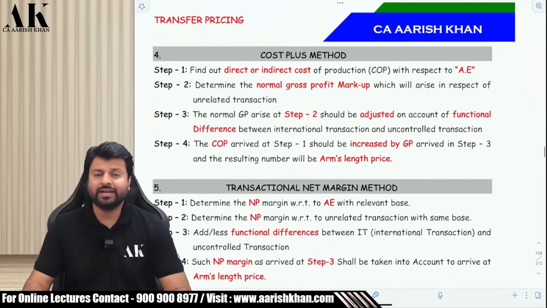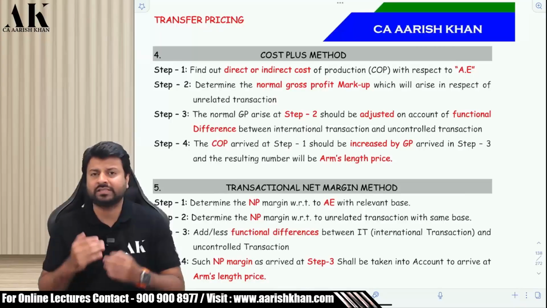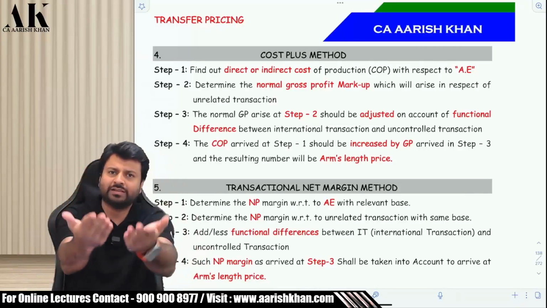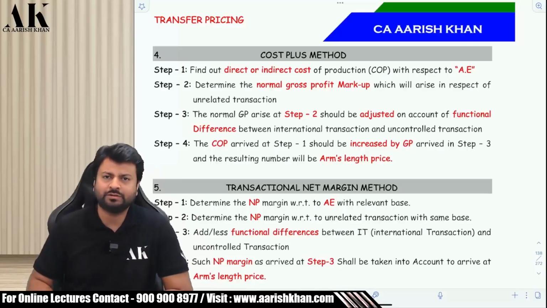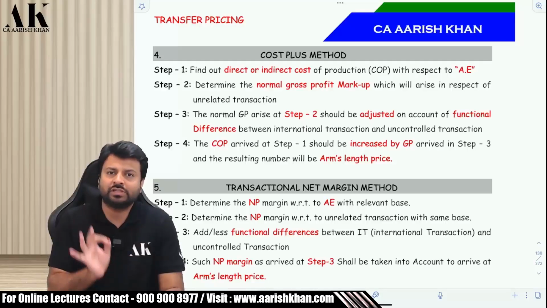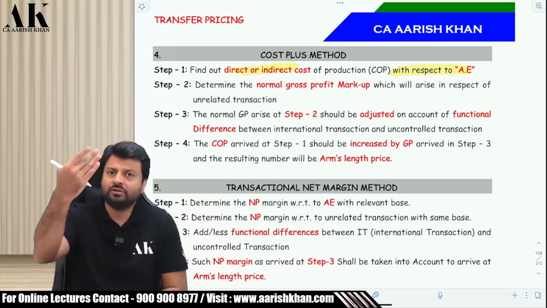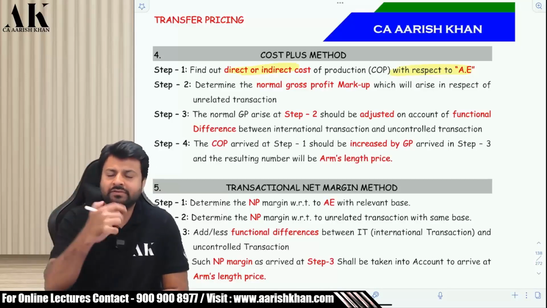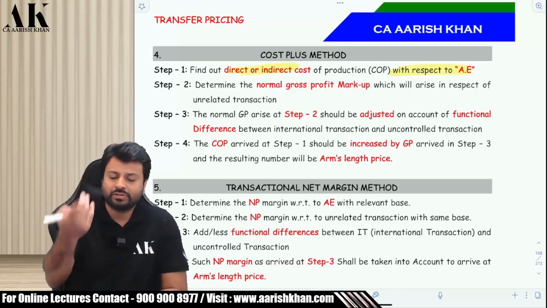Okay, now the next one, the cost plus method. Now what happens in this method? Let me give you a background of this again. Suppose I am selling some goods to my associate enterprise, and I am also selling some goods to my unassociated enterprise, that is, a third party. First of all, what I am supposed to find out is the cost associated with my associate enterprise. That is my first step. When I am selling goods or providing services to my associate enterprise, what is the direct and indirect cost in respect of that? So that is my step 1.